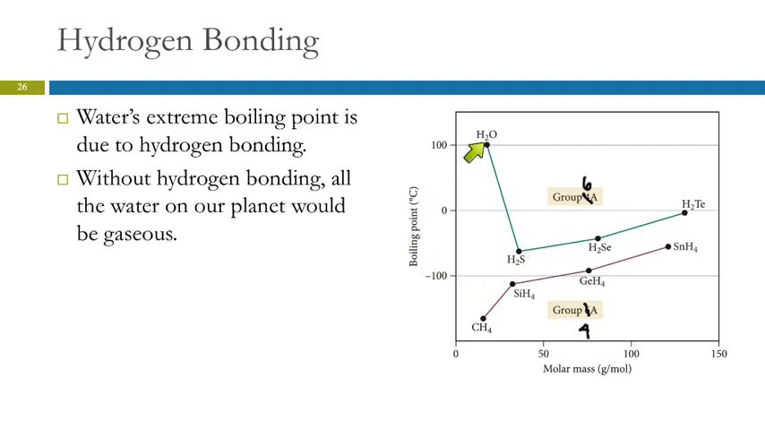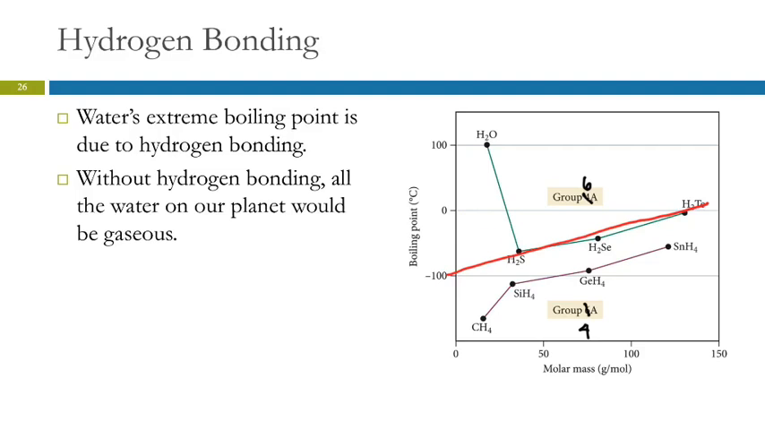But then there's water, right? Way up there. You know, if we drew a line, to predict the boiling point of water, we'd predict it to be down here somewhere, well below zero, right? For water boiling. But it's actually plus 100 instead of being maybe minus 75. Why? Hydrogen bonding.